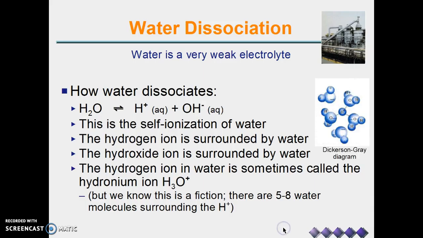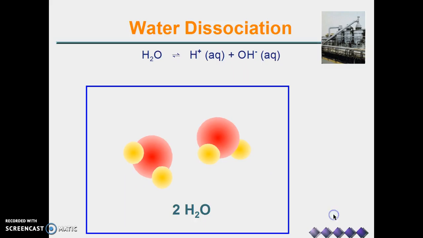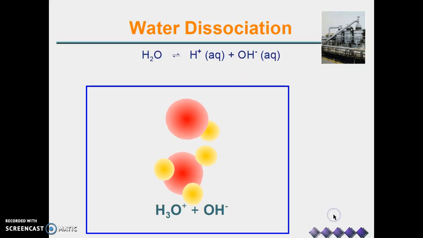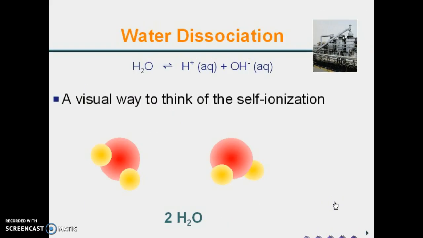And we can show this with the Dickinson-Gray diagram here, that the hydrogen ion is oriented toward the negative end of the water molecules, and there are several of them surrounding each hydrogen ion, not just one. Let's watch the collision of 2 water molecules to form the hydronium ion and hydroxide. The collision gives you H3O+ and hydroxide, and that is one way of showing the self-ionization of water, or the dissociation of water.